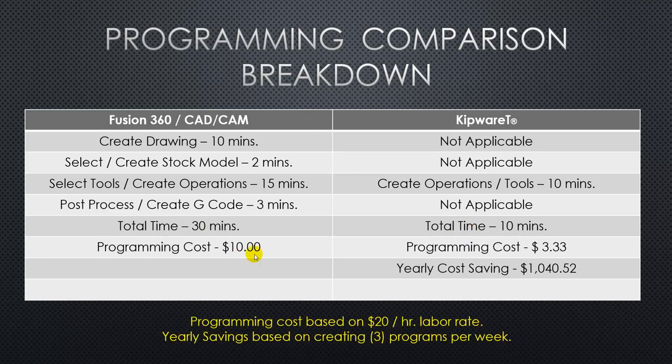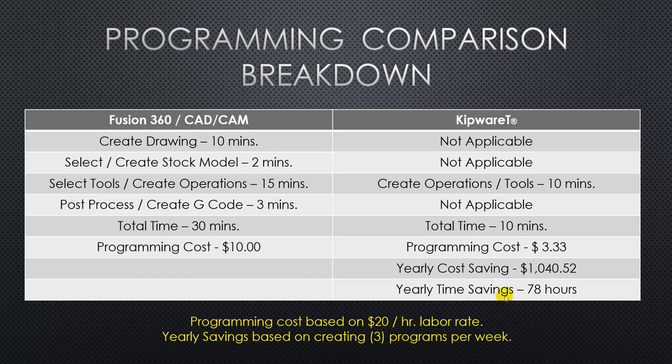Overall, if we consider a $20 per hour labor rate for a CNC programmer, which is fairly low, I think, in the industry, the programming cost to create this particular program was $10 using Fusion360 or a CADCAM system. In Kipware T, the programming cost was $3.33. Again, if we consider a $20 hourly wage, and that we create 3 of these types of sample programs per week, the yearly cost savings between a CADCAM system and Kipware T is almost $1,050.